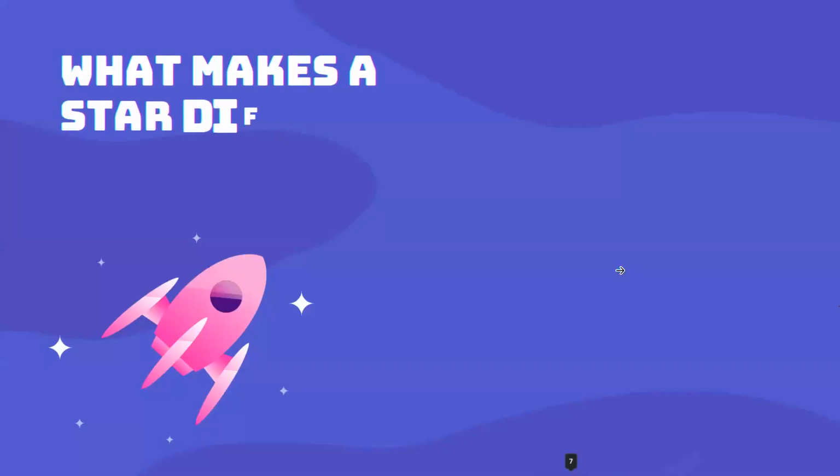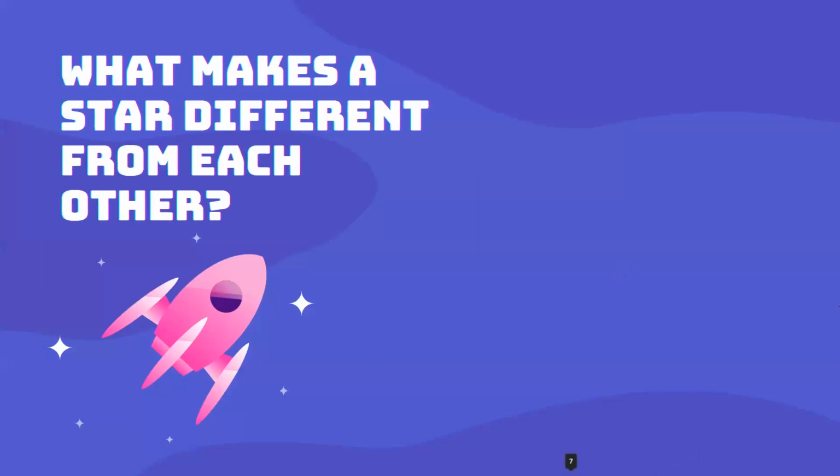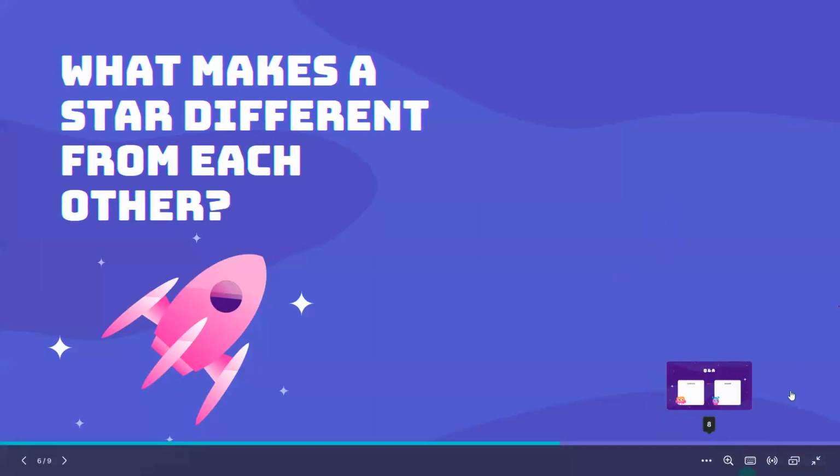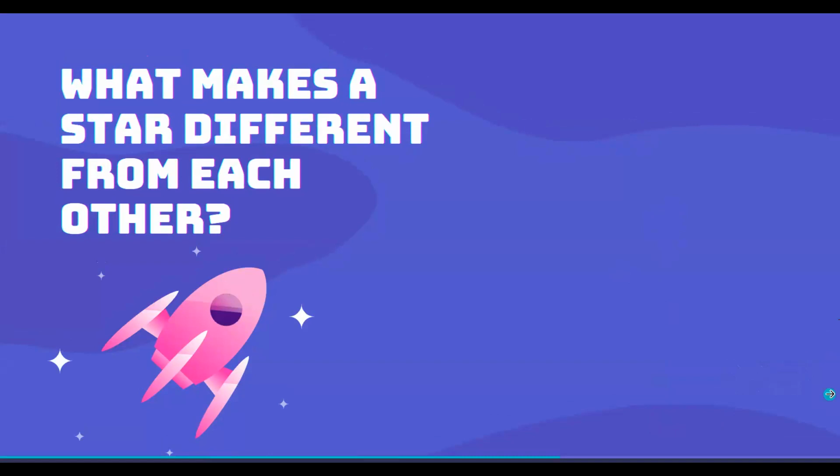But what makes a star different from each other? We just learned how a star is formed. Almost all stars use this method to be created. But what makes a star different from each other? If you look at the night sky when there are stars, you might see some are brighter, some are dimmer, some are larger, some are smaller.